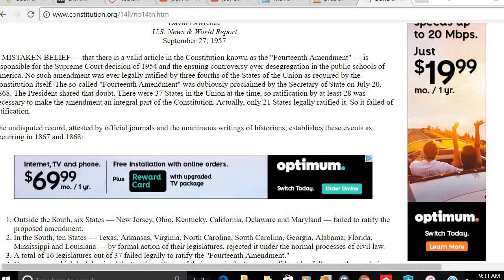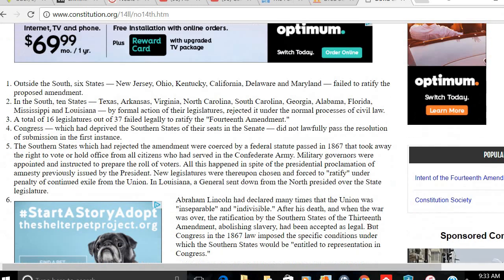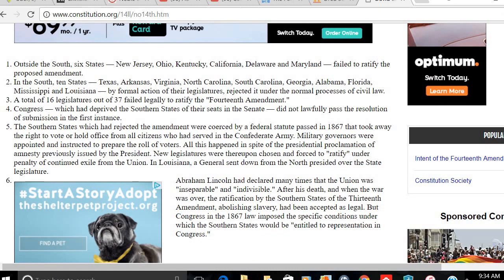Actually, only 21 states legally ratified it, so it failed ratification. They say the undisputed record, attested by official journals and the unanimous writings of historians, established these events as occurring in 1867 and 1868. All right, it's not a peer-reviewed journal or whatever, but you do your own research on it, because I already checked it out. They say outside the South, six states, New Jersey, Ohio, Kentucky, California, Delaware, and Maryland, failed to ratify the proposed amendment.